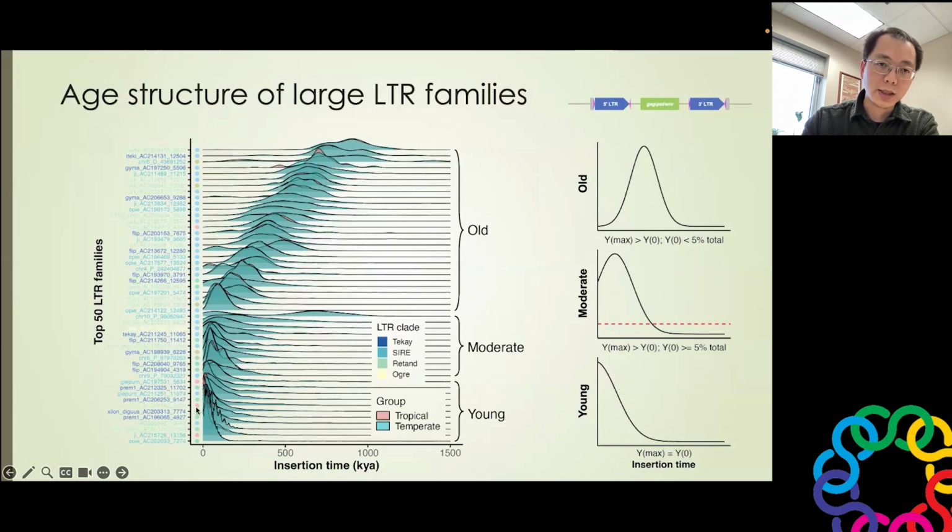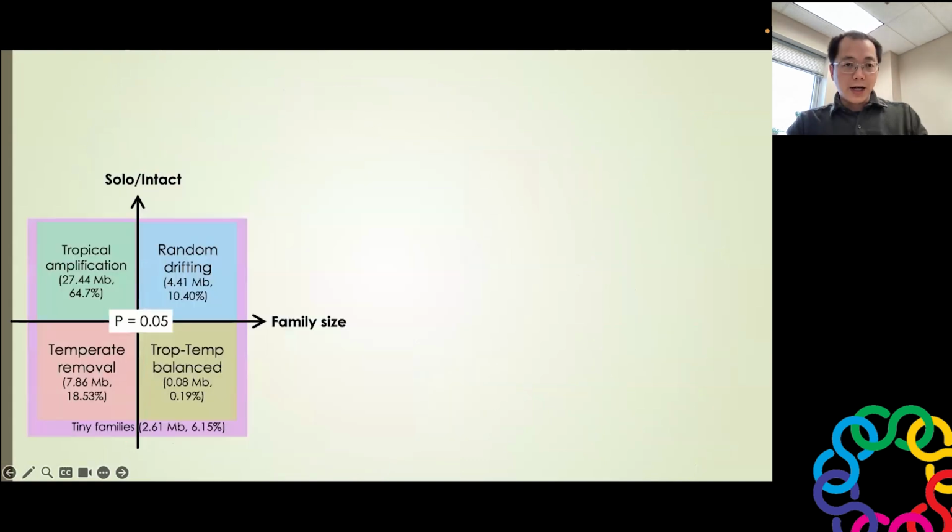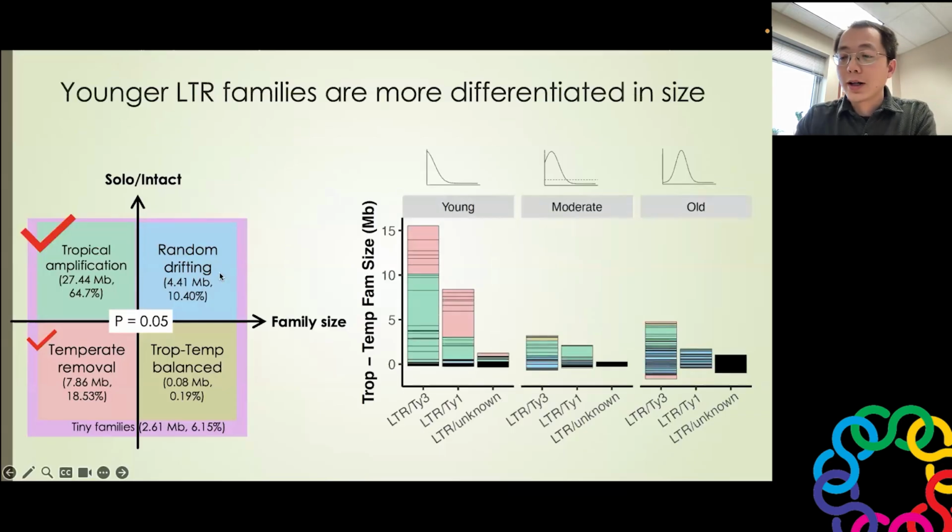most greens are here, salmon are here, and the blues, these are random drifting, like these old ones are random drifting. So by just using two metrics, the solid-intact ratio and the size differences with a t-test, we can classify LTR families into four categories. And then we found out both amplification and removal contribute to these family size differences, but the amplification seems to contribute more to this dynamic. So that answers it: both of our hypotheses were correct, but amplification is the driving mode.